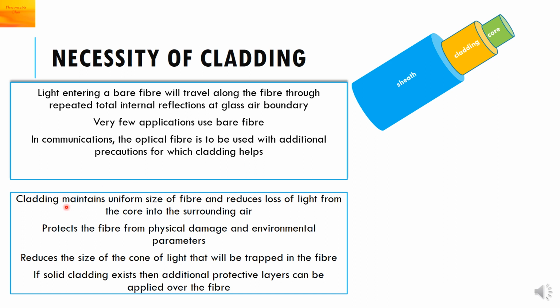So why is it required? The cladding maintains the uniform size of the fiber and it reduces the loss of light from the core into the surrounding air. As I said earlier, it satisfies the condition of TIR. The cladding is the rarer medium and the core is the denser medium. So light is completely, totally internally reflected. No light is refracted out into the cladding. It protects the fiber from physical damage and environmental parameters. It reduces the size of the cone of the light that will be trapped in the fiber.